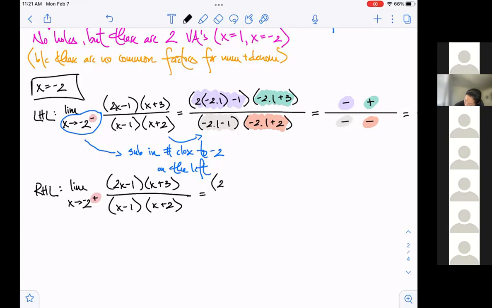Okay, so we'll get 2 times negative 1.9 minus 1, negative 1.9 plus 3, negative 1.9 minus 1, negative 1.9 plus 2.